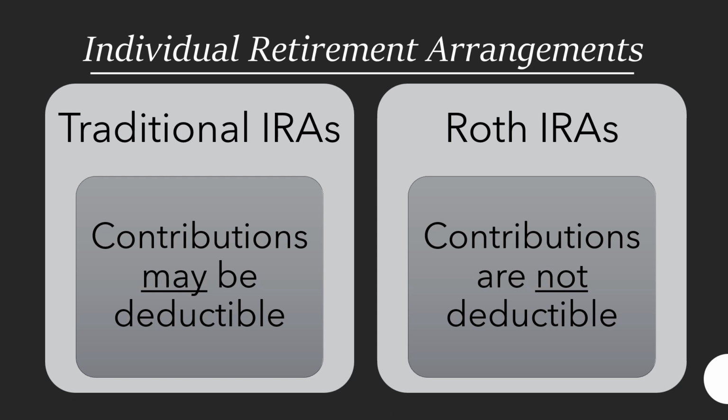So on to IRAs. Now, if you remember back to our basic lessons on retirement income, we talked about some different kinds of IRAs. There's traditional IRAs and there's Roth IRAs. And traditional IRAs, the contributions may be deductible as an adjustment to income. Roth IRAs, however, that's not the case. The contributions are not deductible.